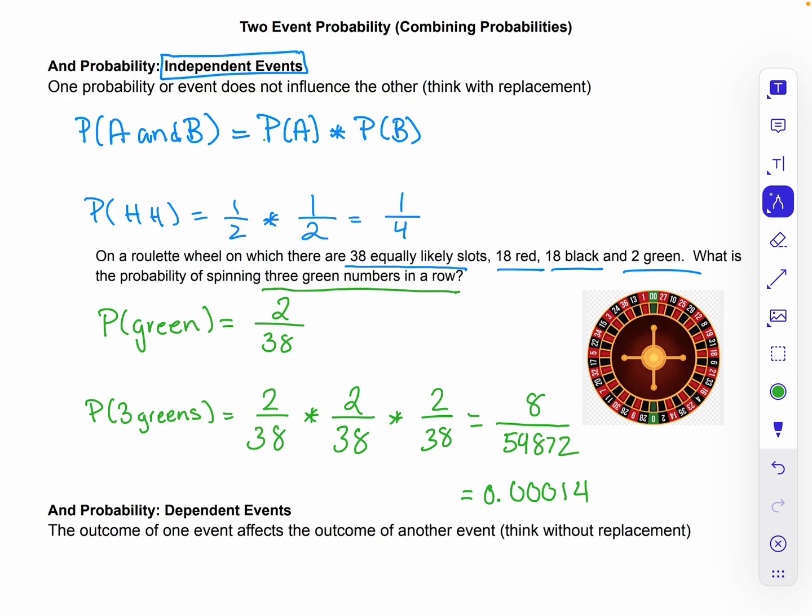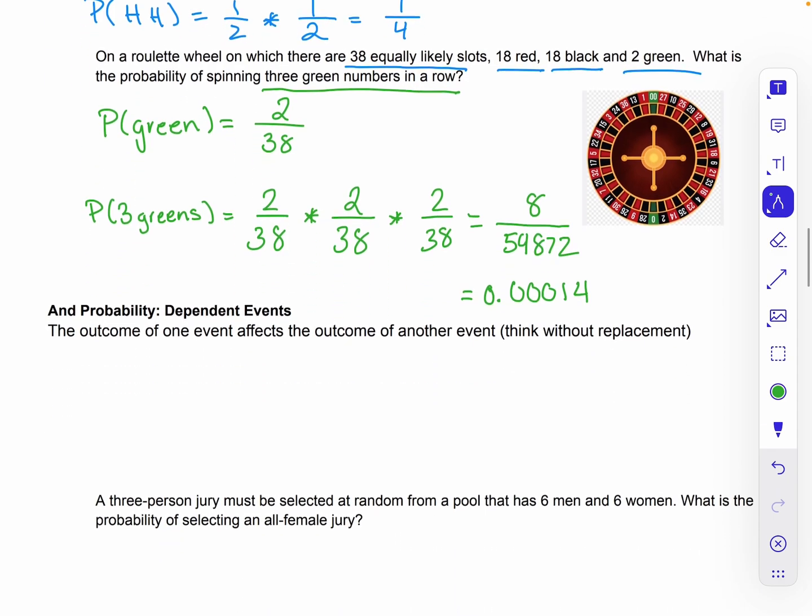Now, this would be events where each of those spins didn't impact the previous, weren't impacted by the previous spin. Those are independent events. If I'm focused on dependent events, sometimes you'll hear this called without replacement, like we don't put it back, but the first event we look at impacts the second event we look at.